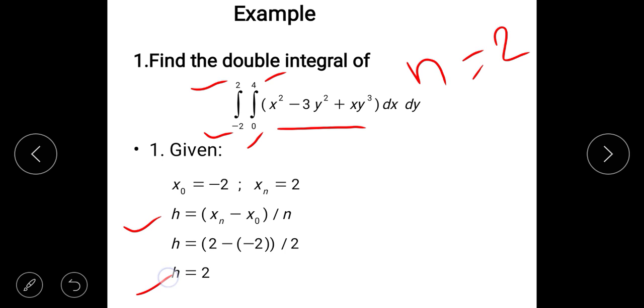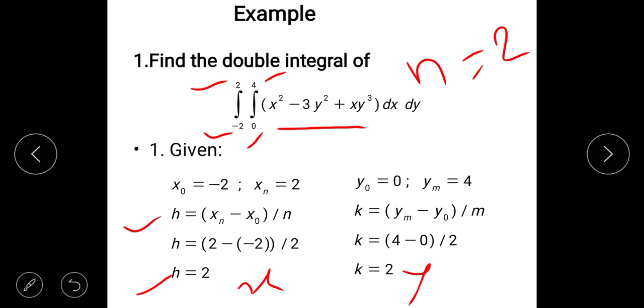Then we will get h equal to 2 for only the x term. Similarly for the y terms, you will get y0 lower limit 0, upper limit 4. Then k equals the same, ym upper limit minus lower limit upon m. Again, m is the number of steps for the y terms. Again here I am considering m equal to 2. So we will get h equal to 2 for the x terms, k equal to 2 for the y terms.